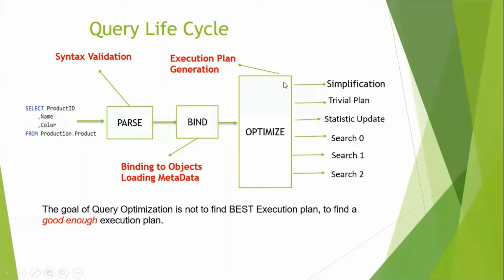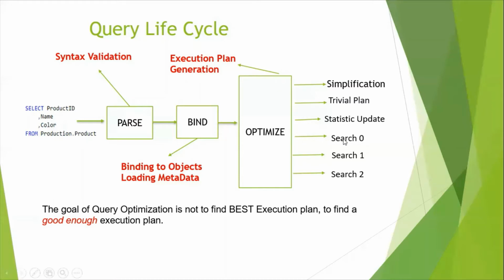If it is not trivial, we call it a full optimization plan. What is a full optimization plan? Let's say, for example, we have some joins, or it is using some indexes, or it is going for parallelism. All these searches, we call a full optimization. I'll show you how it looks by executing a query, so that you will understand it in a better way.